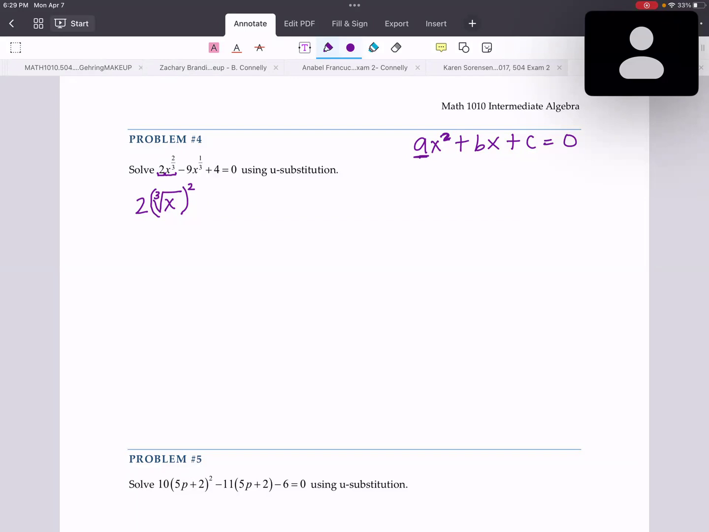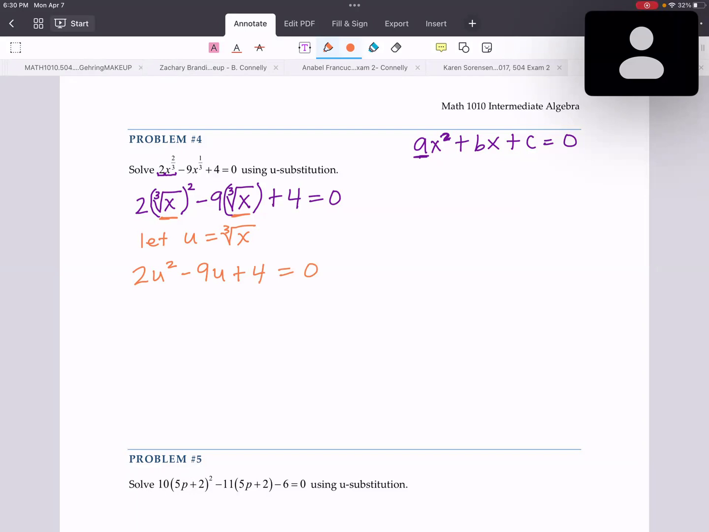Well, let's rewrite the other one too. So minus 9, x to the 1/3 power is the cube root of x, right? And then plus 4 equals 0. So now I've got the cube root of x inside both of those. So this means it would be really easy to use u substitution to solve it. So we're going to let u equal the cube root of x. So everywhere we see a cube root of x, let's put u in place of it. So I've got 2u squared minus 9u plus 4 equals 0.